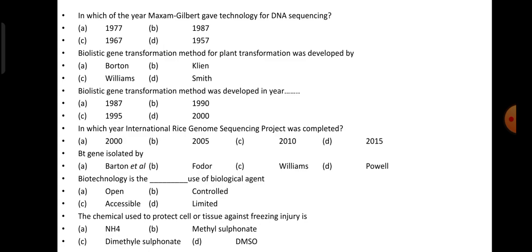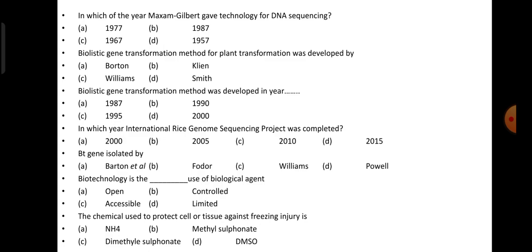Next question is, biotechnology is the dash use of biological agents. Options are open, controlled, accessible, and limited. It is controlled use because a small mistake may also cause severe environmental havoc. So controlled use is the correct option.